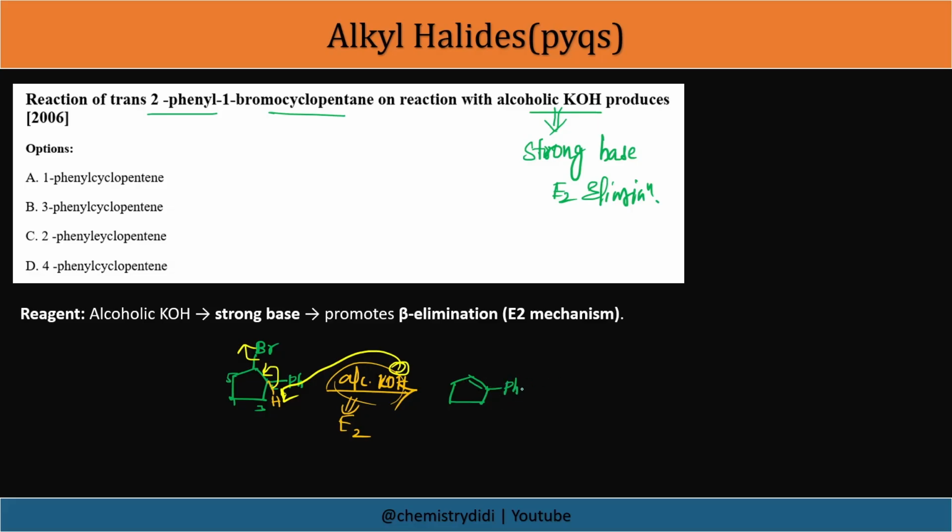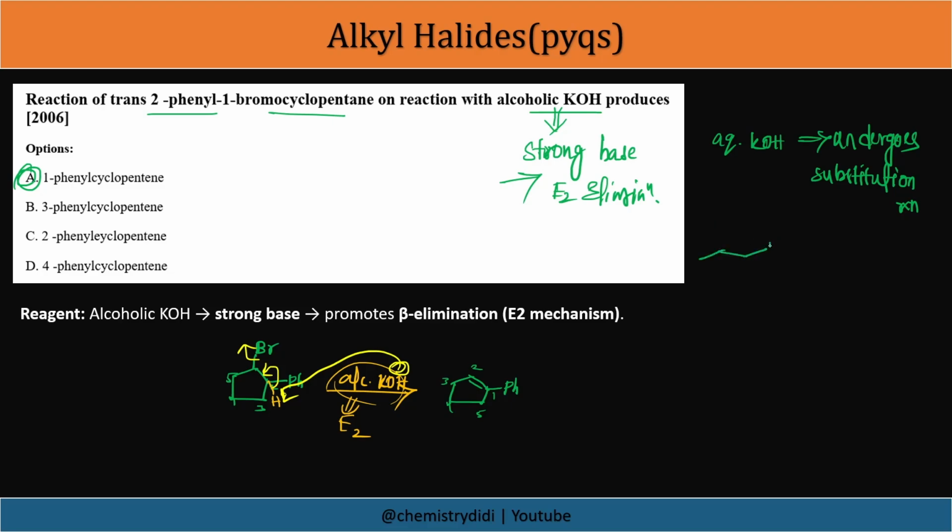So what is the answer? 1-phenyl, we'll give numbering from here obviously. 1-phenylcyclopentene. So option A is correct. And here it undergoes E2. One more thing I want to tell you: if they gave aqueous KOH, it undergoes a substitution reaction. If it is alcoholic KOH, it undergoes an elimination reaction. I hope you have understood.